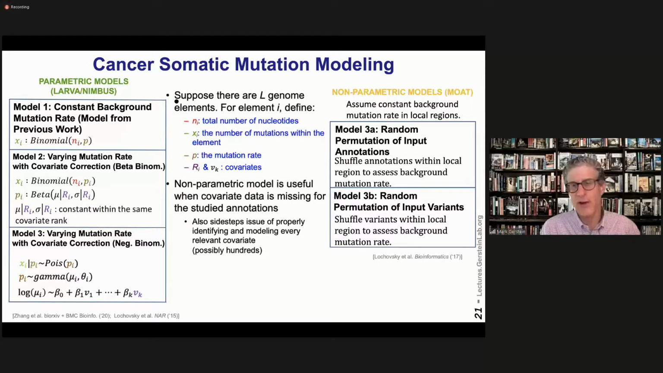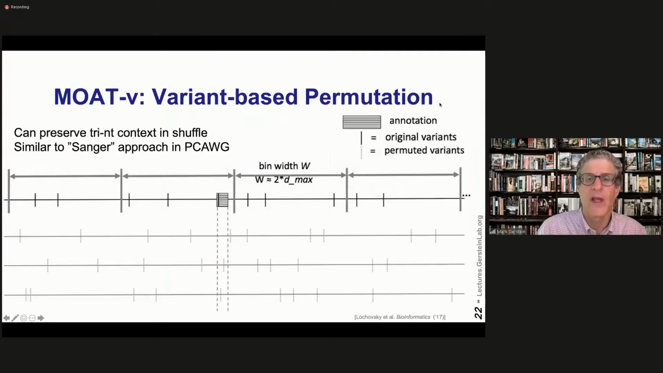One of the things we can do is shuffle the genome while being aware of the covariates. These create non-parametric models, and we call this particular model the MOAT model that I'm going to talk about. So here I'll tell you a little more about the shuffling.